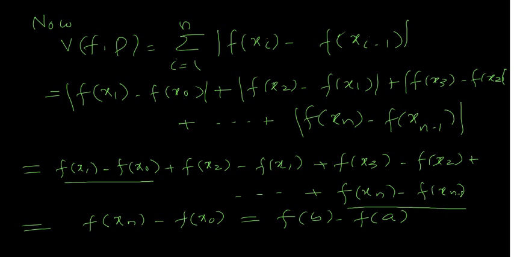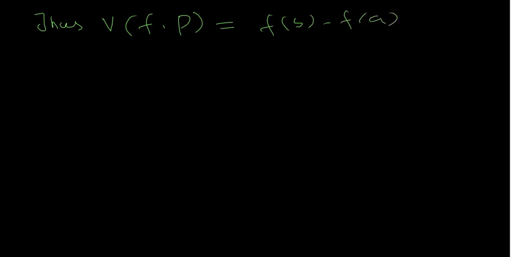So thus the variation of f over P is equal to f of b minus f of a for every partition P. P belongs to the partition set P of ab, which means the collection of all partitions of ab. So P belongs to P of ab means P is any partition of ab.